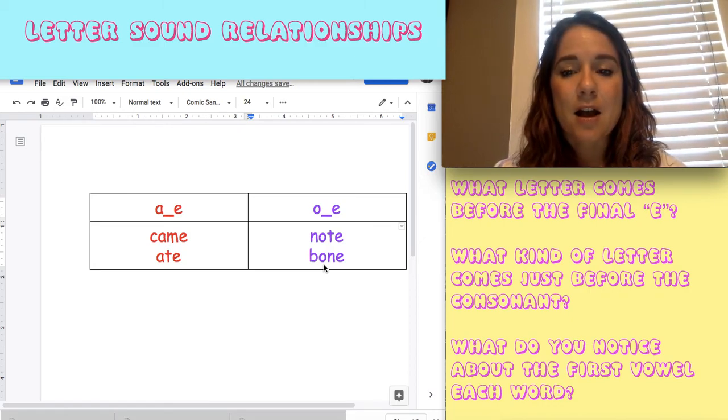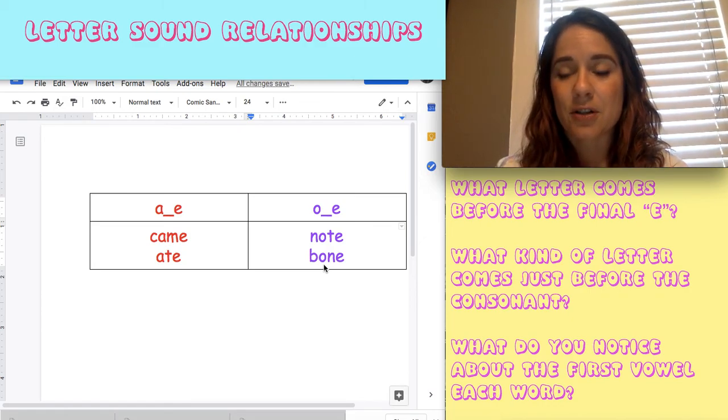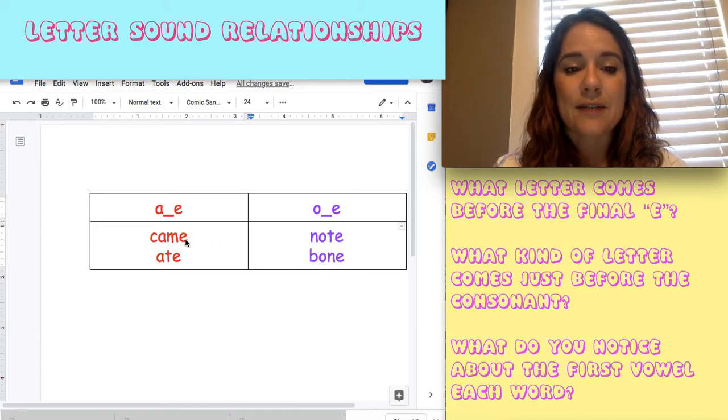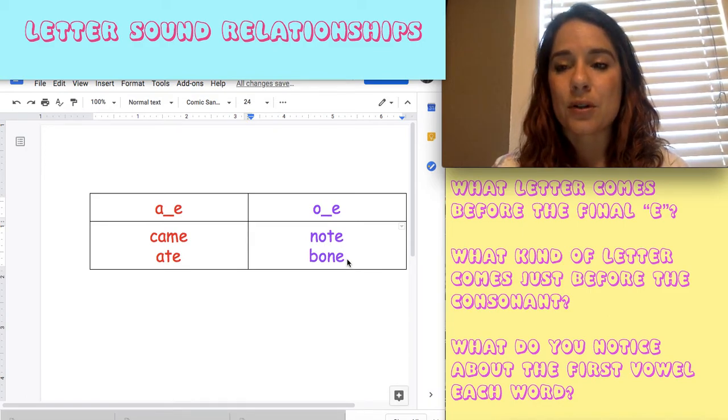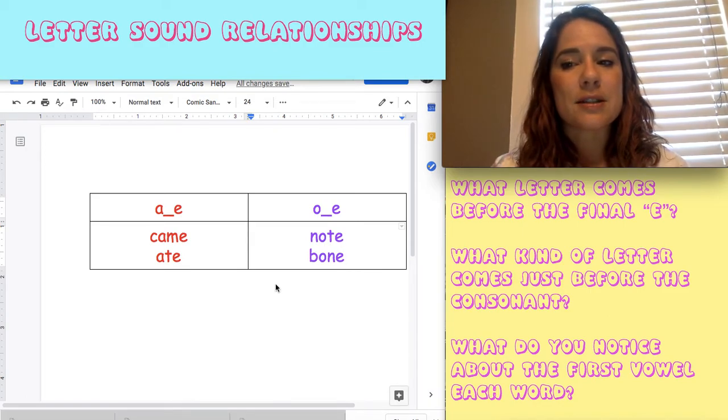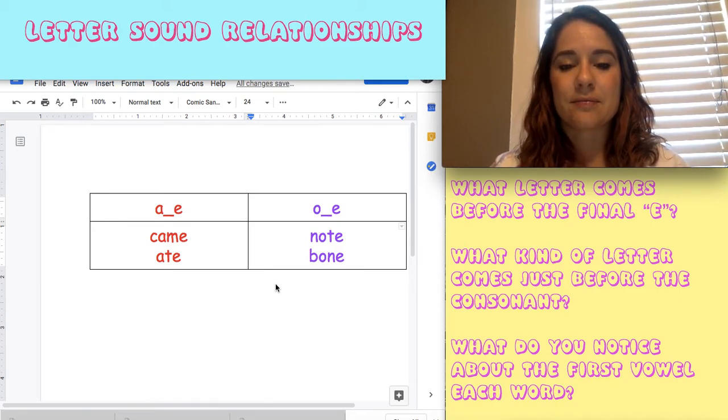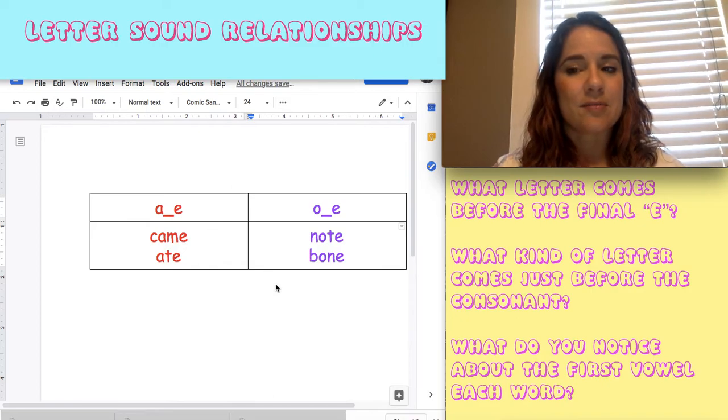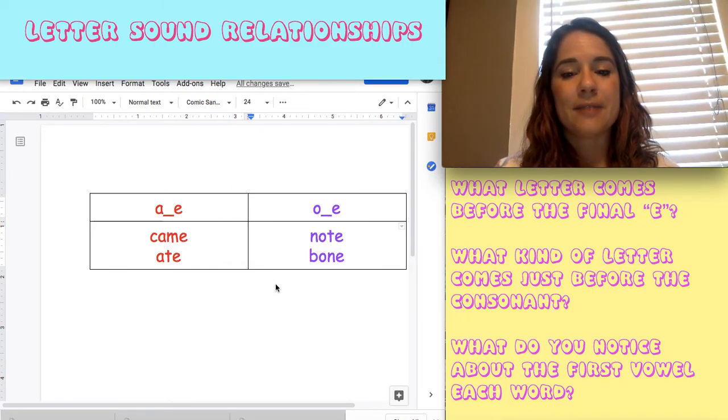Okay? I'm going to read the words again so you can hear the vowel sounds. We have came, ate, note, bone. What do you notice about each of those vowel sounds? I'm going to give you some think time to talk with your parents, okay?